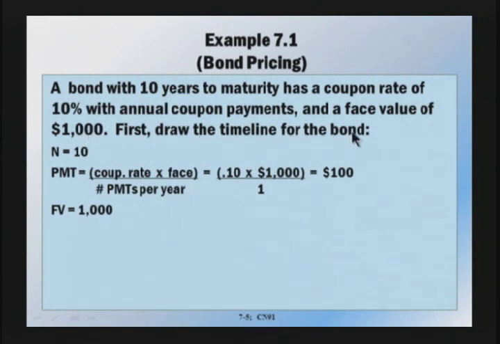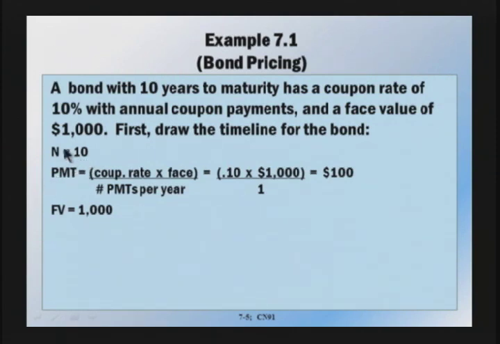We want to draw the timeline for the bond, so we need to know how many coupon payments it will make. And since it's an annual bond with 10 years to maturity, it will make 10 coupon payments. The 10th one will be made at the bond's maturity, which occurs 10 years from now.